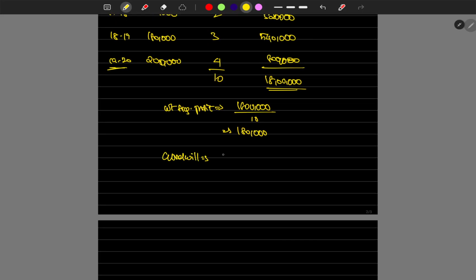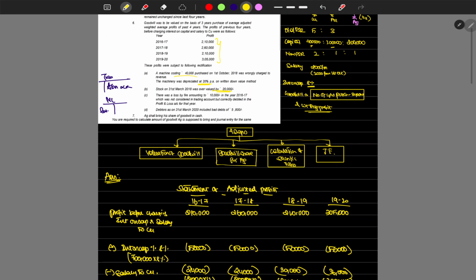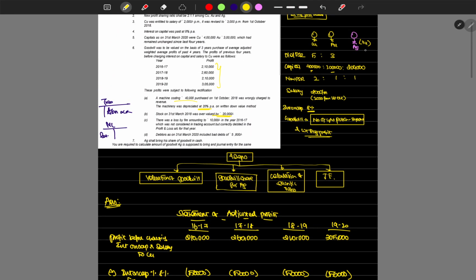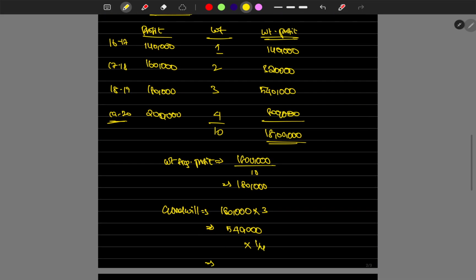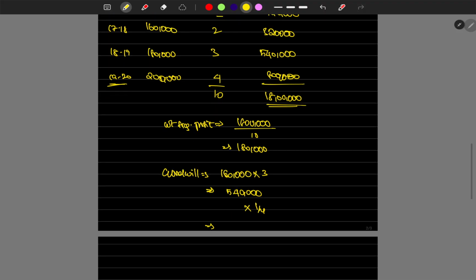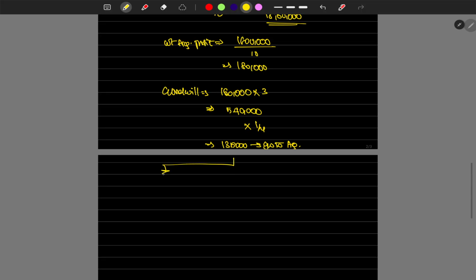Goodwill is equal to 1,80,000 into 3, the number of years of purchase. 1,80,000 into 3, which is 5,40,000. In that, AG gets 1/4 of the share. See, AG gets 1/4 of the share. So 1/4 means 1,35,000 worth of goodwill goes to AG, right?